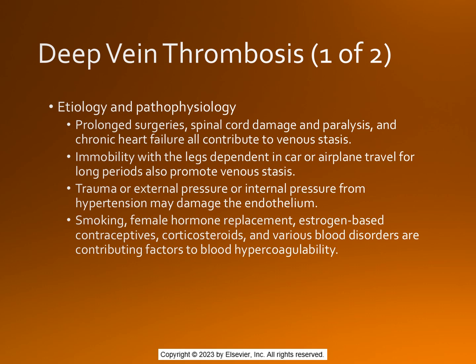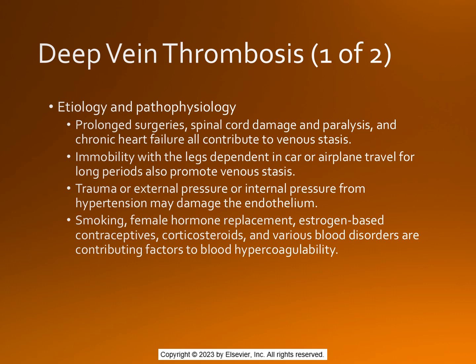Deep vein thrombosis, or DVT, occurs most commonly in the iliac and femoral veins, but upper extremity DVT accounts for 5 to 10% of all incidences. DVT prophylaxis is recommended for all hospitalized patients. Classic signs and symptoms include pain, swelling, and redness, but many patients can be asymptomatic. Upper extremity DVT is more likely to present with pain, swelling, and arm fatigue. People who are immobile for a long time are susceptible to DVT. Immobility with the legs dependent in a car or airplane for long periods of time will also promote venous stasis.